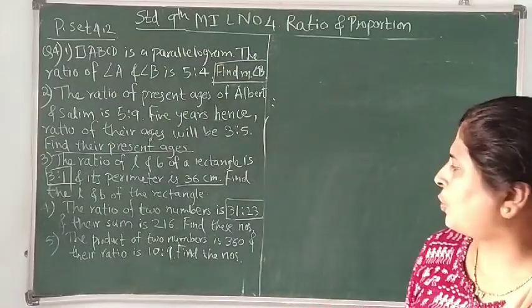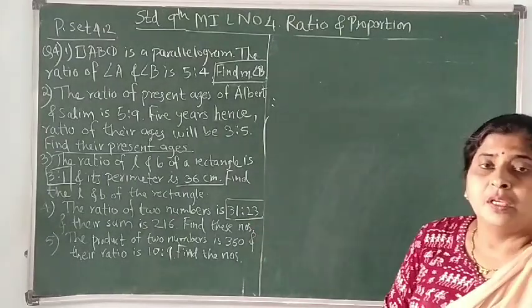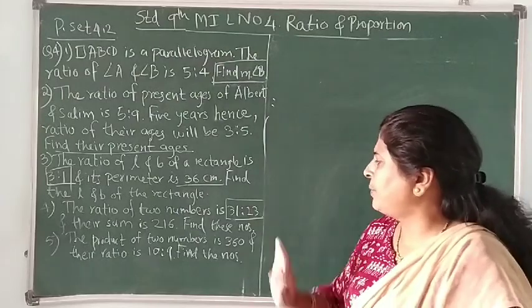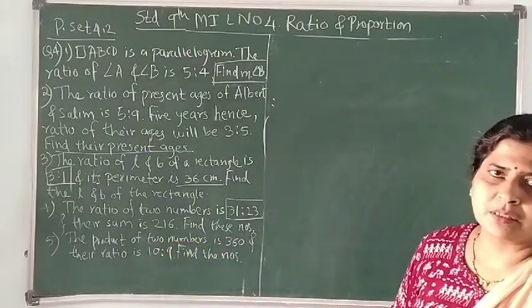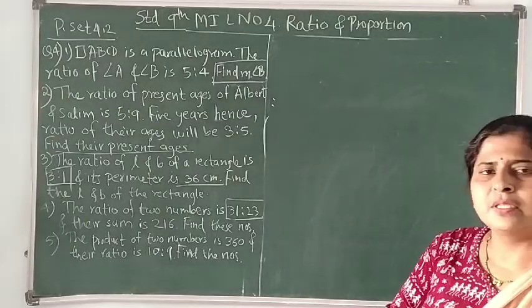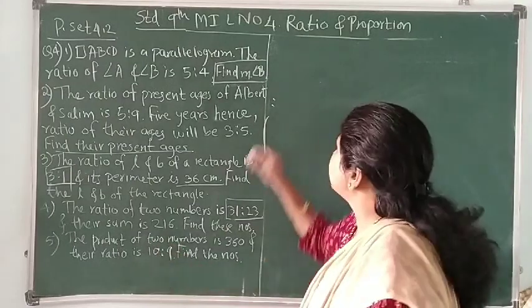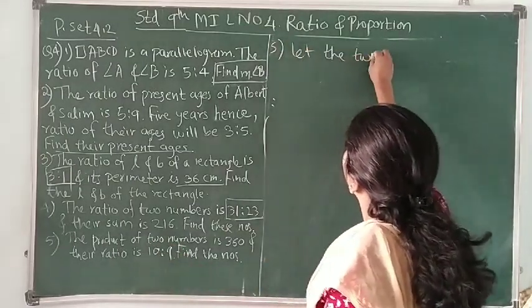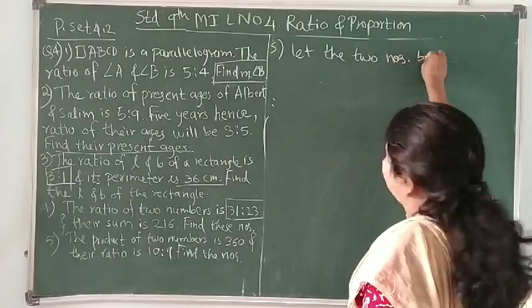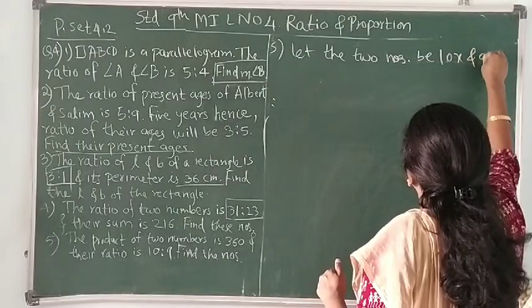What is the question? The product of two numbers is 360. So again there are two numbers. Here the product is 360. The information given is that their ratio is 10:9. Find the numbers. As per the method, first let's multiply the numbers in the ratio by x. Let the two numbers be, what are the numbers? 10 and 9. So it is 10x and 9x.